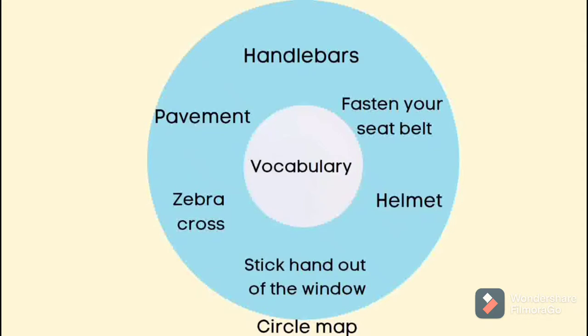When you are riding a bicycle, always put your hand on the handlebars and wear your helmet. When you are in the car, fasten your seatbelt and don't stick hand out of the window because it is dangerous. By the way, this is a circle map. I put all the vocabulary in here so that it is easier for you to see all the vocabulary.